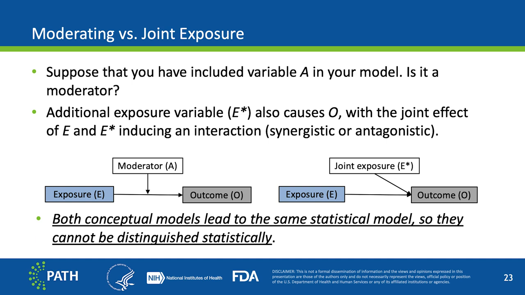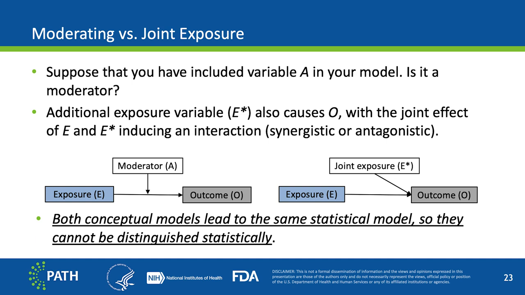In other words, you have two factors that can cause loose teeth. Age by itself, the older you are, the more likely you are to have loose teeth, and then tobacco use by itself. The more tobacco you use, the more likely you'll have loose teeth. So E and the additional E star variable both cause O, with the joint effect of E and E star inducing an interaction. With two possible exposures, how would you model this? Well, you would write it down as an interaction model and you would fit it.